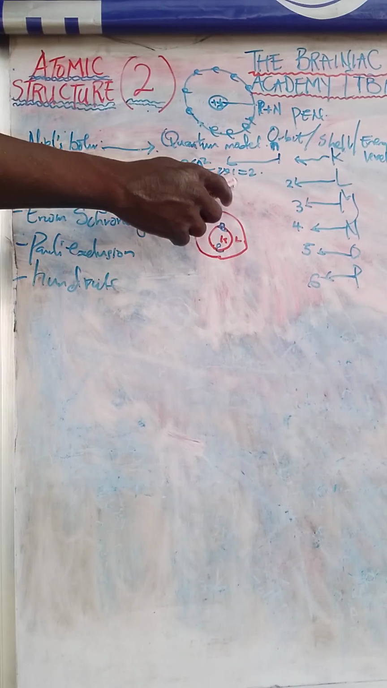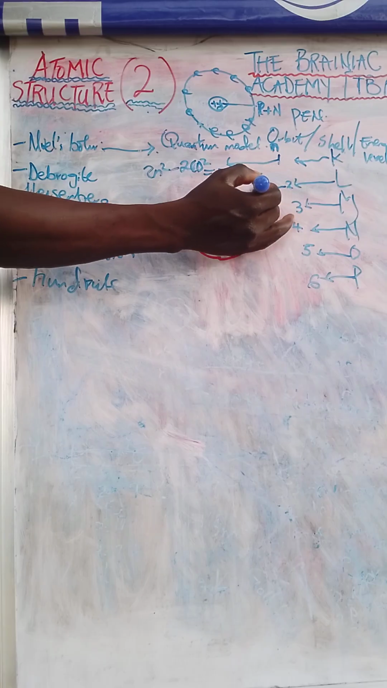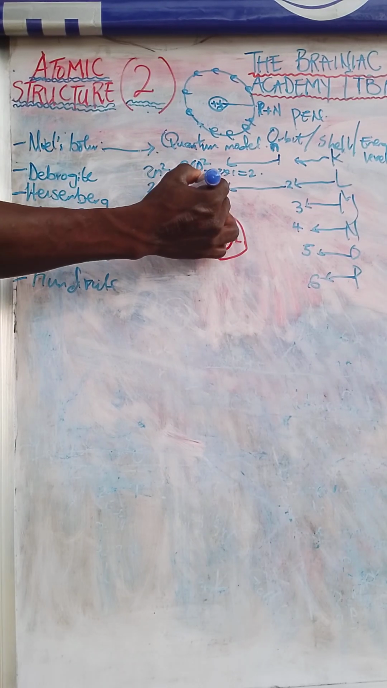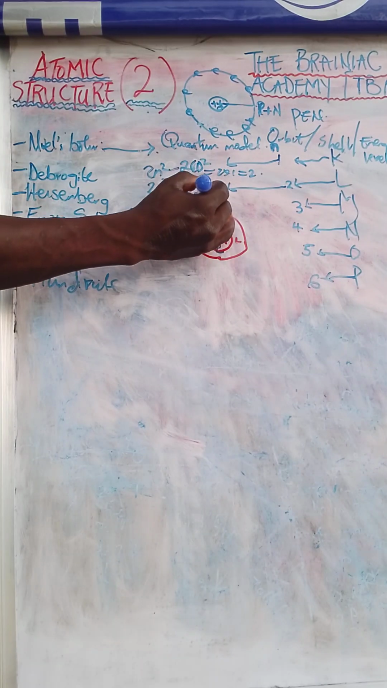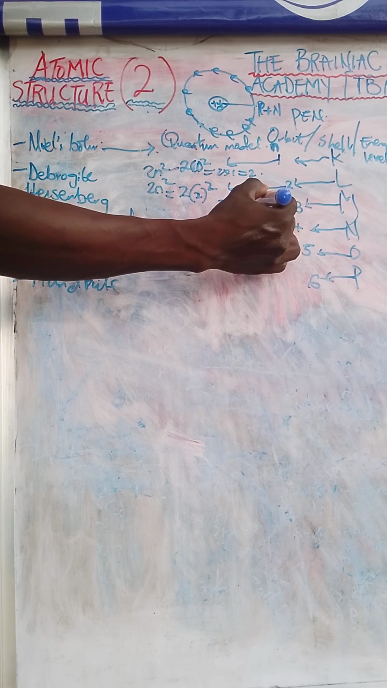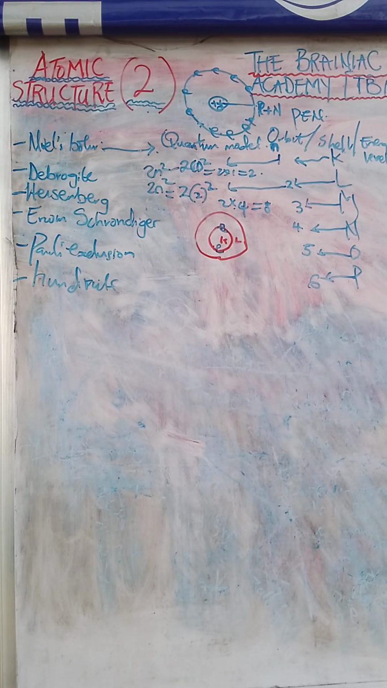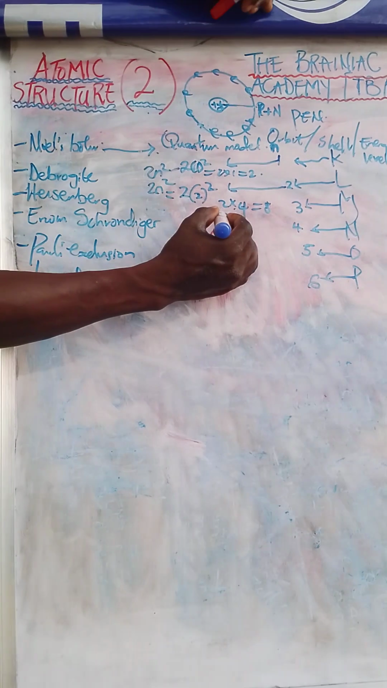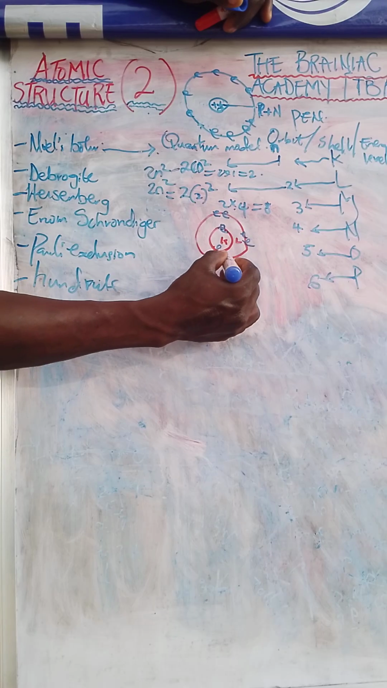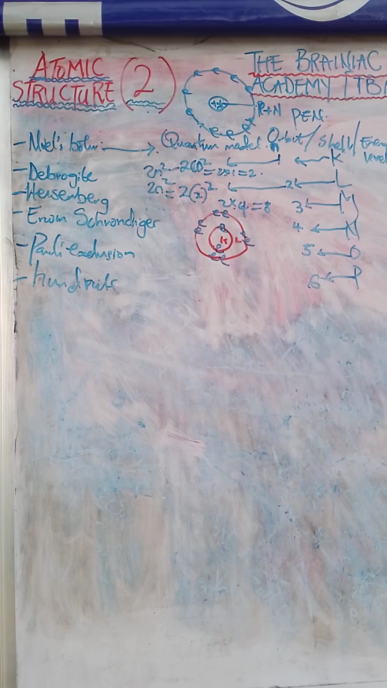I will know since I know my formula. My formula is 2n squared, in which 2 into bracket of my n, which is 2, squared. So 2 multiplied by 4, that's 8. That means my L shell would have 8 electrons: electron 1, electron 2, electron 3, electron 4, electron 5, electron 6, electron 7, electron 8. Can you see that chemistry is actually extra simple?